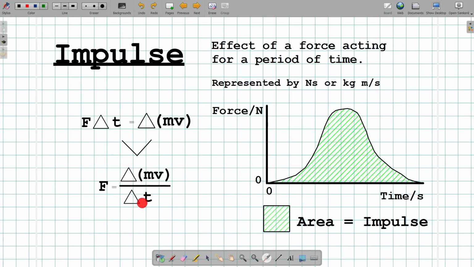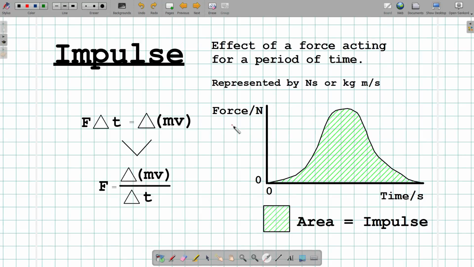F equals change in momentum over change in time. So F delta t is equal to change in momentum, delta mv. So you can see why it's measured in newton seconds, because force is measured in newtons and time is measured in seconds, i.e. it's newtons times seconds, newton seconds.